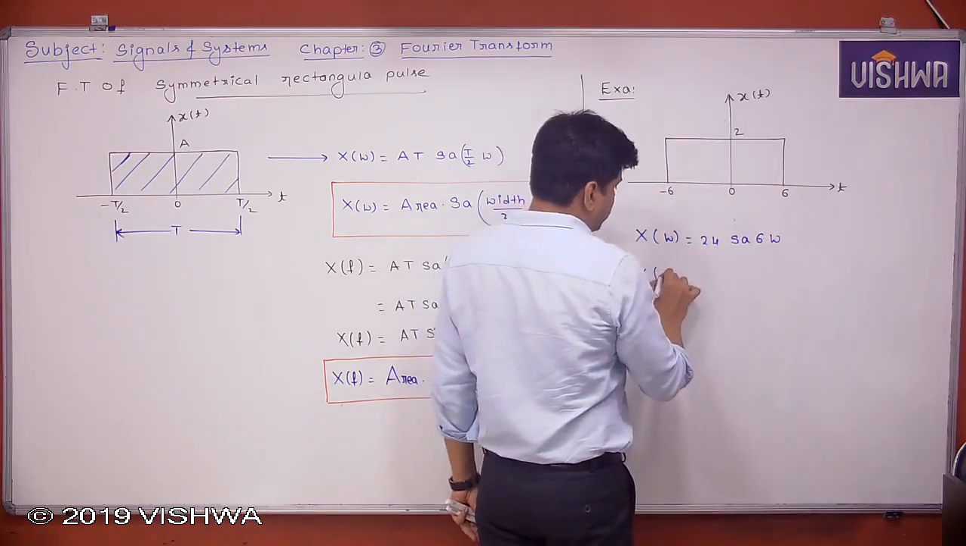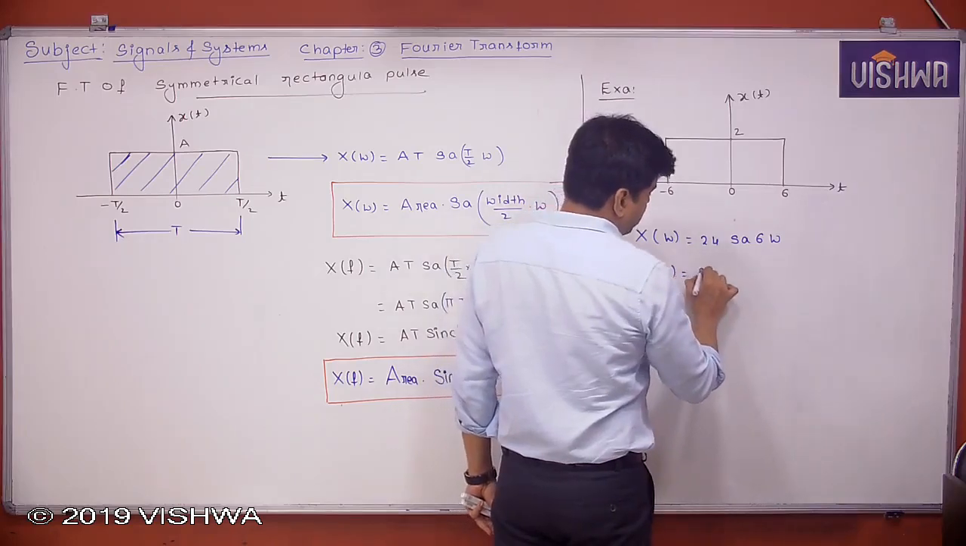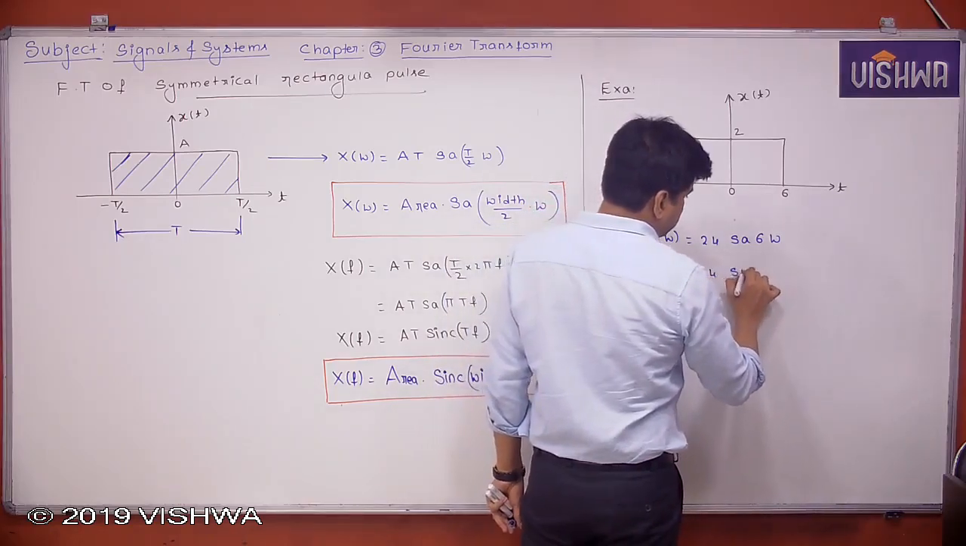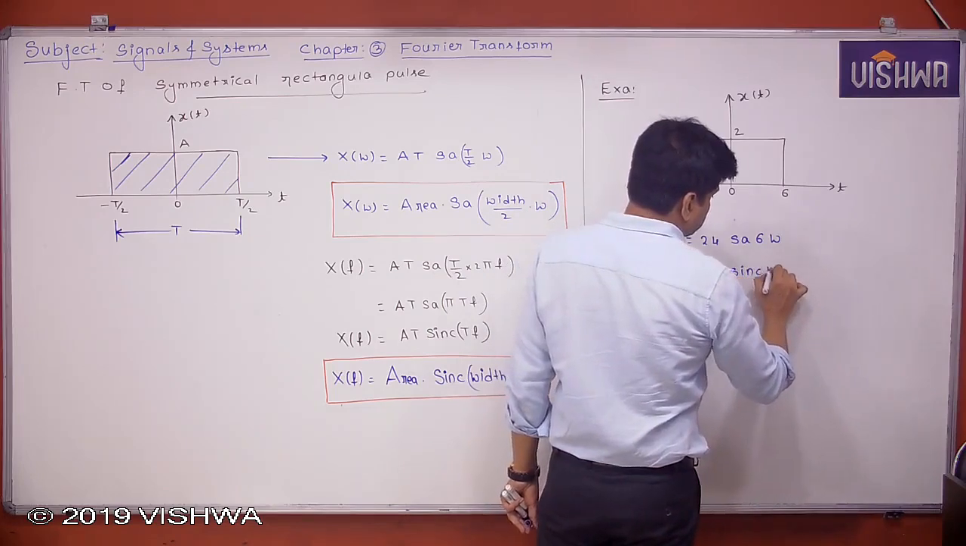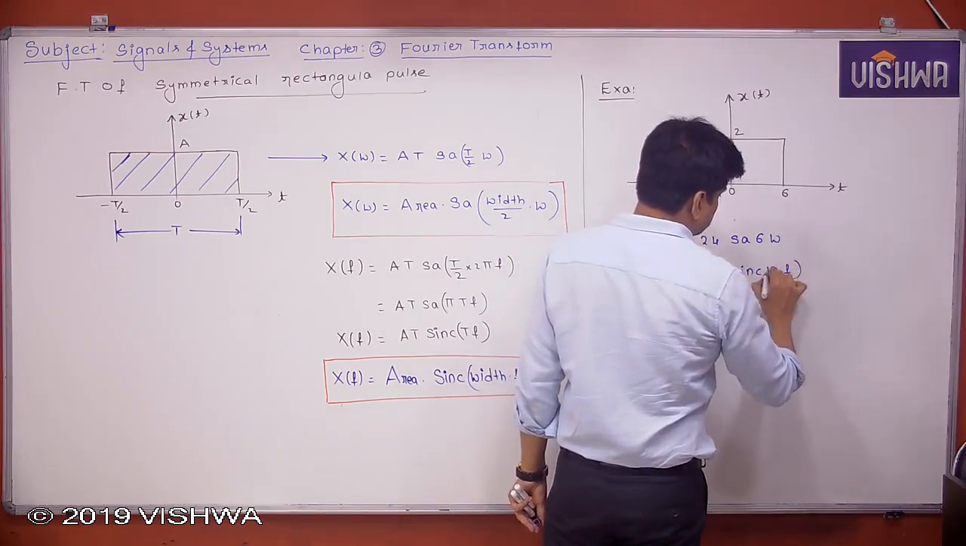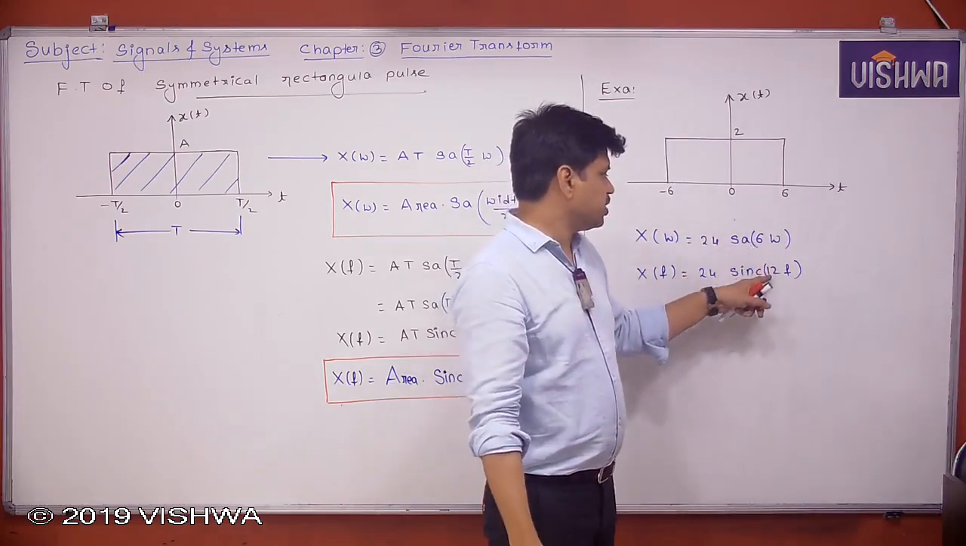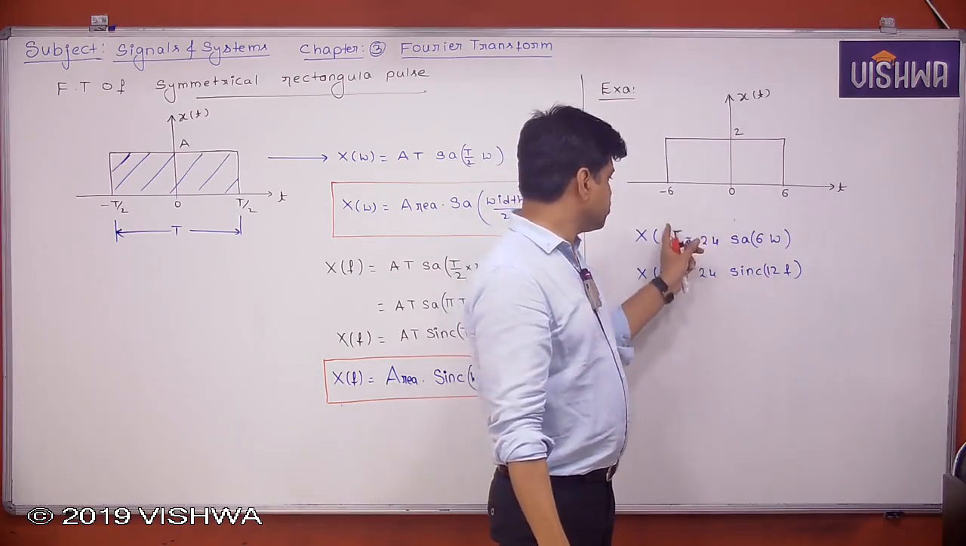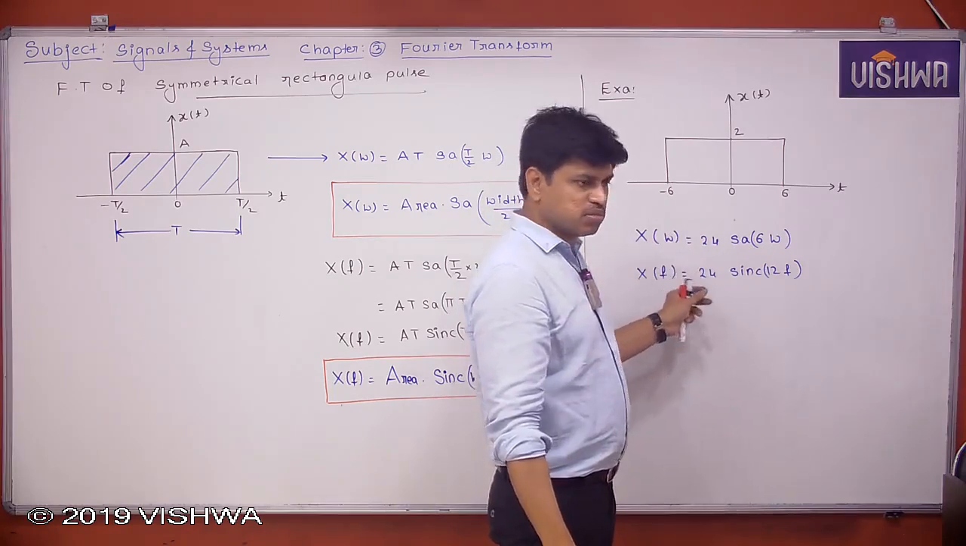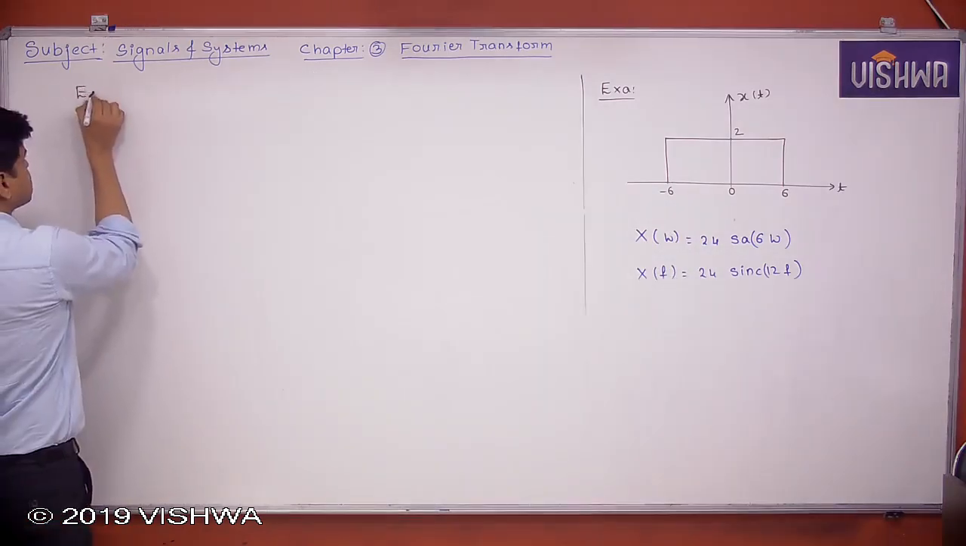How can we write X of f? Again, area 24 sinc. What is the width? 12 f. I hope you understood. So here it is width by 2, and here it is directly width. So this is the difference between X of omega and X of f. Clear? Take it.